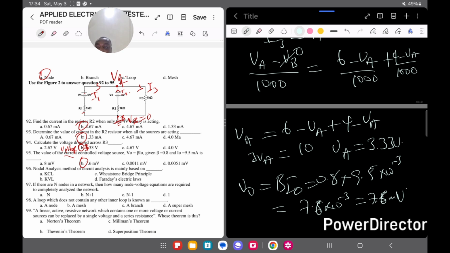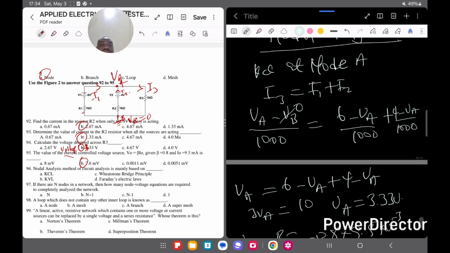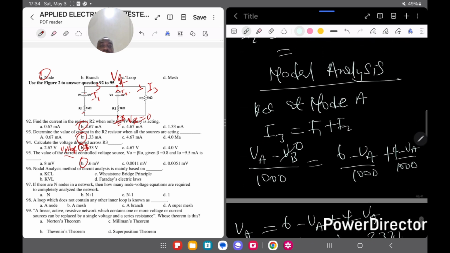Nodal analysis. Question 6. Nodal analysis method of circuit analysis is mainly based on. We just use nodal analysis, which I wrote here. You can see that in the application of nodal analysis, we are actually using Kirchhoff's current law. So the answer here is going to be what? Nodal analysis method of analysis is mainly based on Kirchhoff's current law. So the answer here will be A.